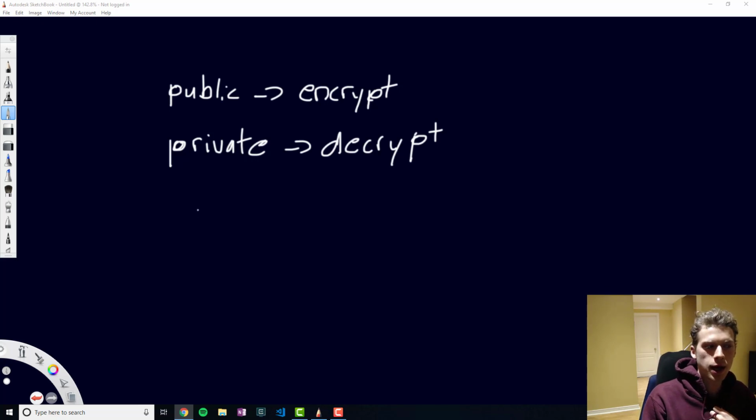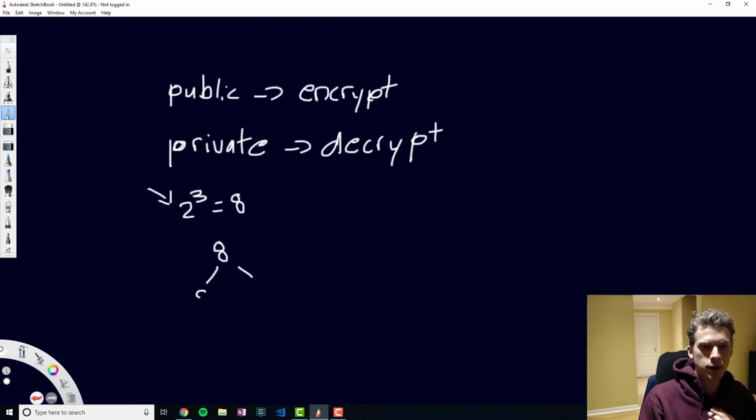So let's say that we had the following equation. Okay. And then let's say I just gave you the value 8. Would you be able to get back to 2 to the power of 3? Well, you could just look at the different factors. So here we have 8, 1, 4, 2, and then 2, 2. So we could say that 8 is equal to 2 times 2 times 2.